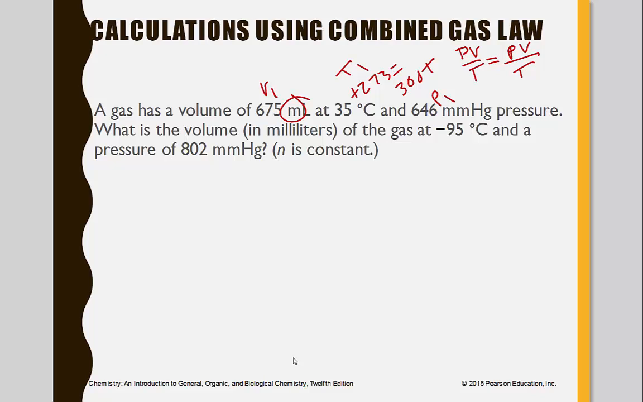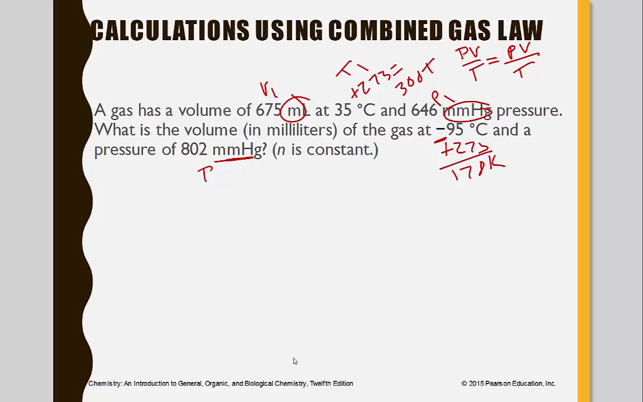It's giving us our initial volume in milliliters, so that means we don't have any more conversions after that. Negative 95 degrees Celsius. This negative here is why you can never do this in degrees Celsius. It has to be in kelvins every single time. So we're going to go ahead and add 273 to this, and that comes out to be 178 kelvins. And a pressure of 802 millimeters of mercury. We started off with millimeters of mercury and we're ending in millimeters of mercury.